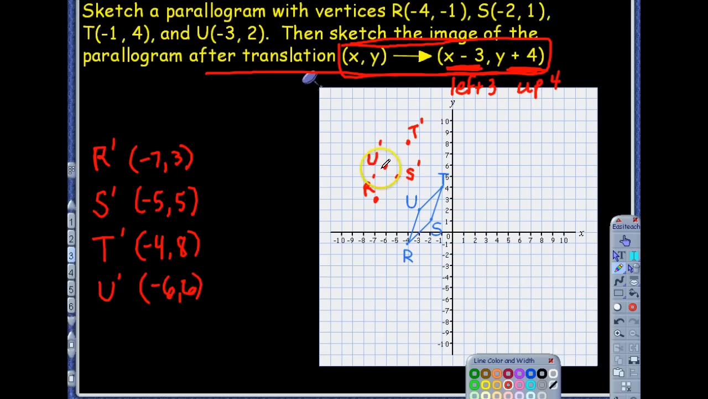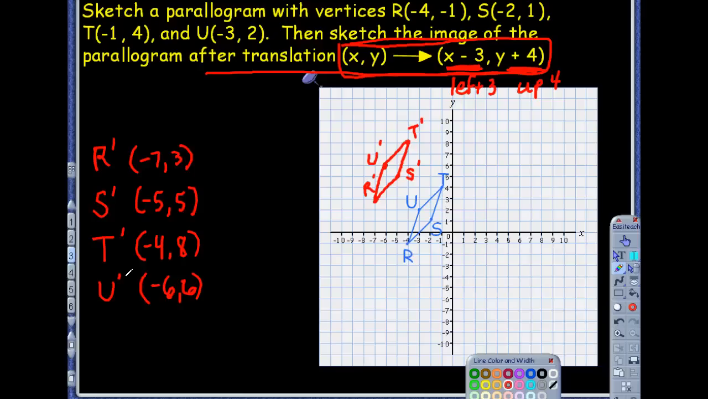And since they said sketch the image is actually a parallelogram, so I better see a parallelogram in the end. And what do you think is going to be true about those parallelograms? They should be congruent. Yes. It should be an isometry. Yes, it is another one of those isometries.